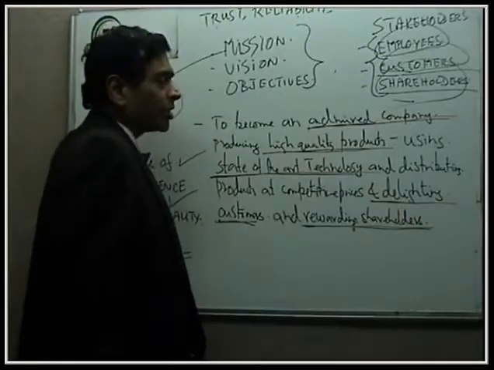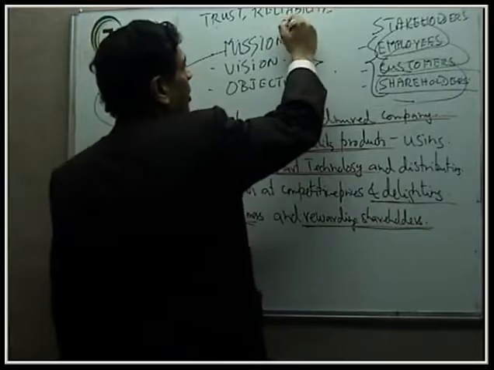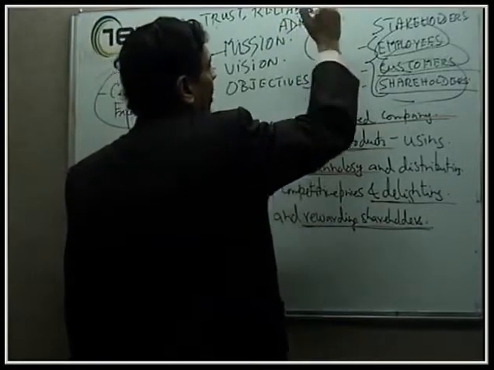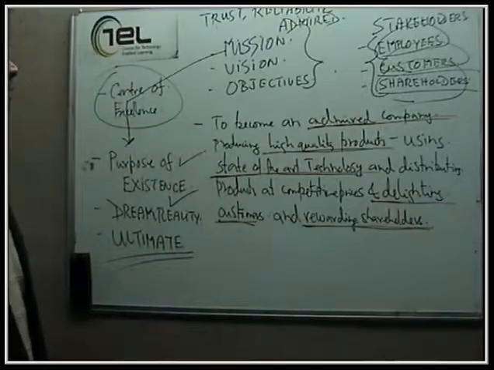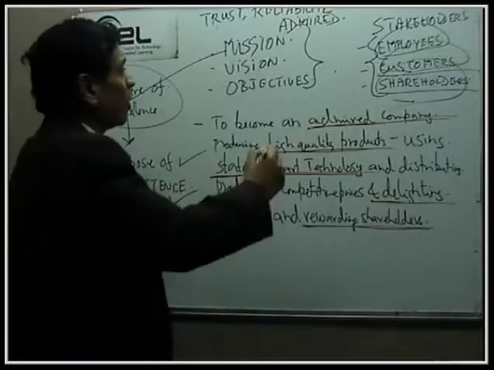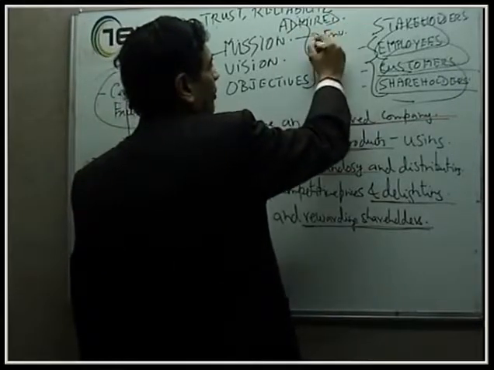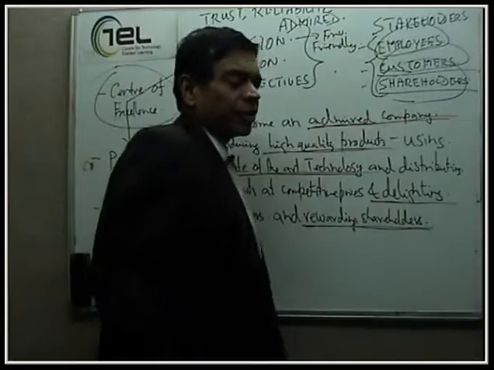One is trust, second is reliability, third is admirability. You're an admired company. So all these are important aspects of mission. The mission can also say products which are environmentally friendly. All these phrases are used in a mission statement.